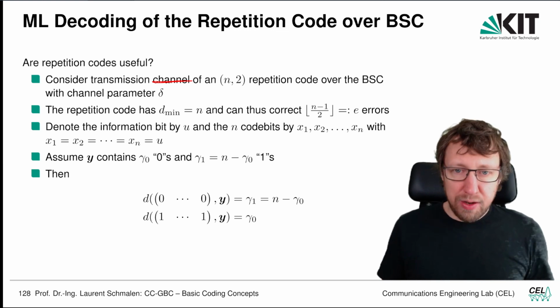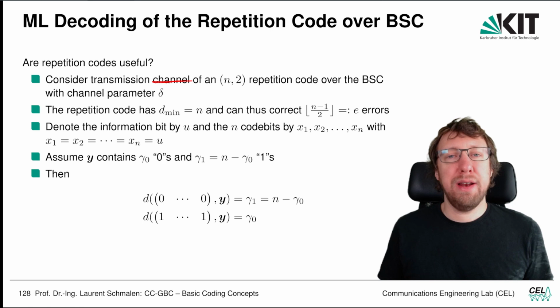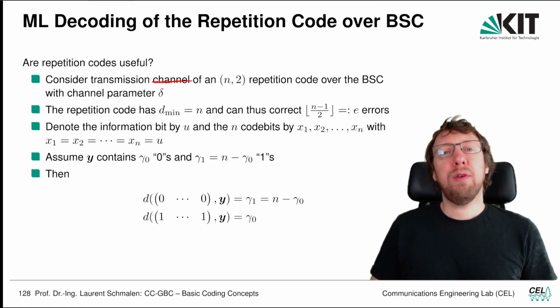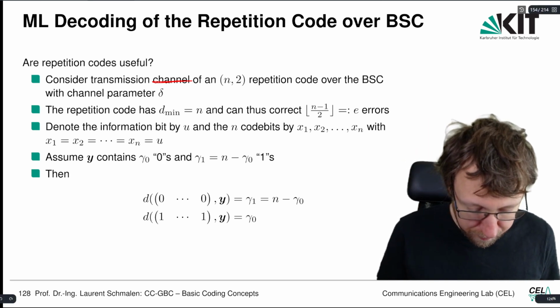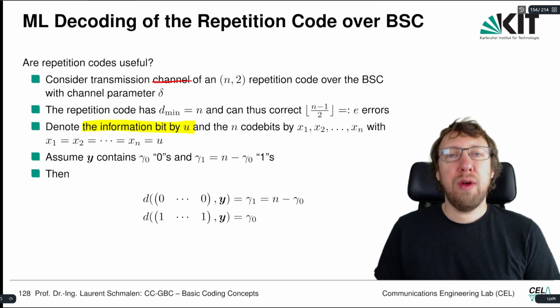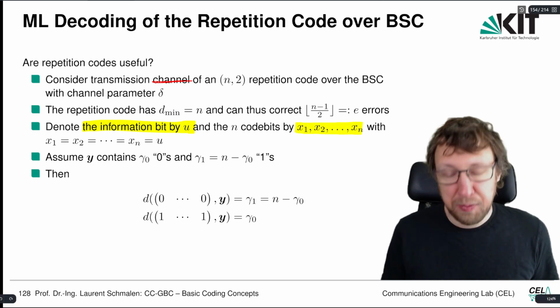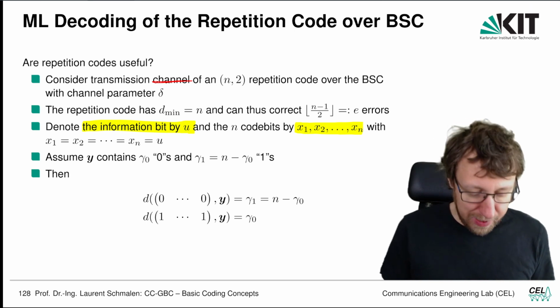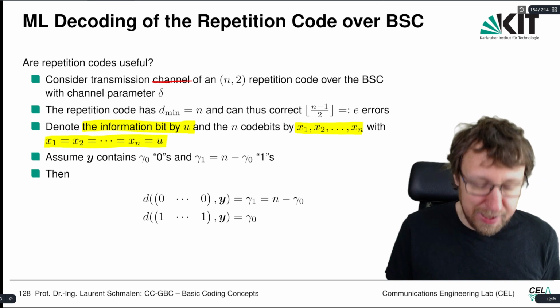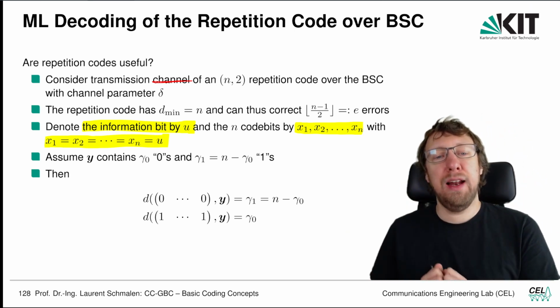So the repetition code has a minimum distance of n, which means it can correct (n minus 1) divided by 2 errors. We have one information bit, which we call u, and we have n code bits, which we denote x1, x2 up to x sub n. And we use an encoding where xi is equal to u. We just take u and then we repeat it n times.